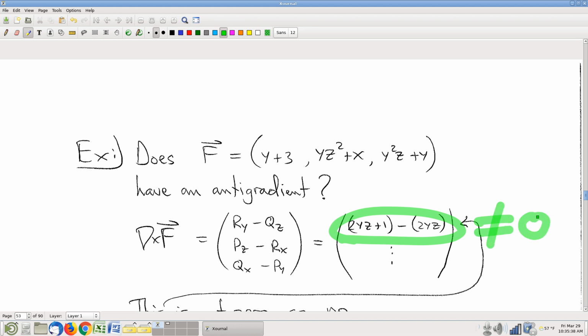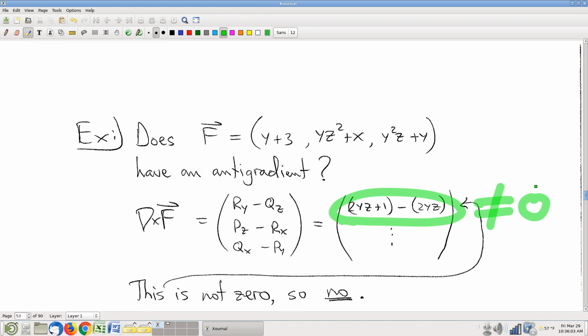And there's a nice consequence of one of the components being not 0. It doesn't really matter what the rest of the components are. There's no way that this vector is the 0 vector. It has a component that is not 0. Therefore, as a vector, it's not 0. If as a vector it's not 0, then I already know there is no anti-gradient.